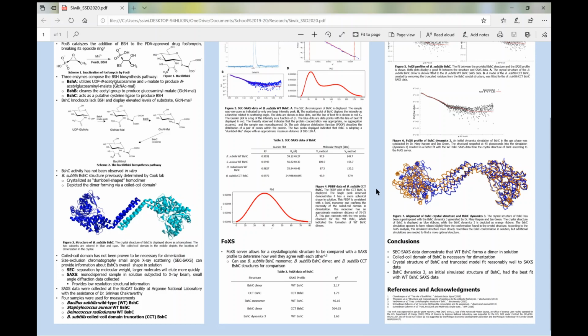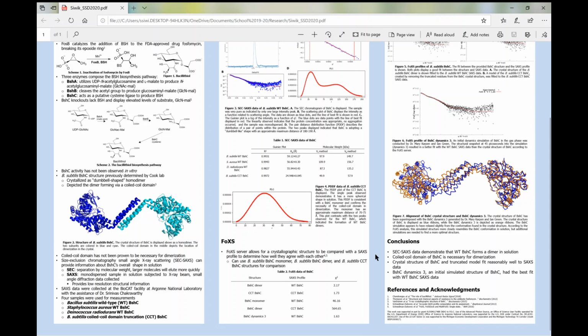To summarize what we learned from this project, we confirmed that the wild-type BshC does indeed form a dimer in solution, and that the coiled-coil domain of BshC is necessary for dimerization, and it will not dimerize if it does not have this domain. Using the Fox server, we demonstrated that the crystal structure of BshC and our truncated BshC structure both matched the scattering data very well. We also observed that among an initial simulated dynamics structure of BshC, we found one that actually produced the greatest fit to the scattering data out of all the structures that we compared.